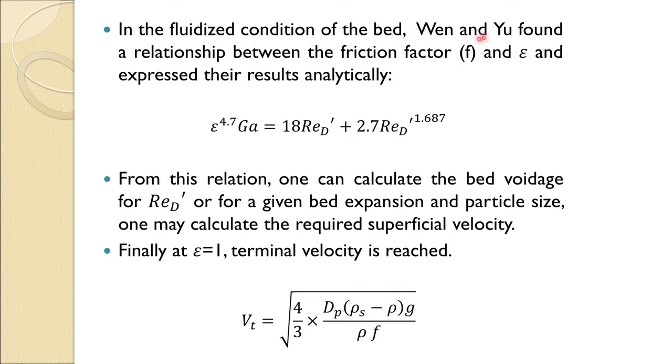So, in the fluidized condition of the bed, the same author also found that friction factor and void fraction can be expressed by this relation between the Reynolds number and Galileo number. From this you can even calculate the void fraction. So, from this relation one can calculate the bed voids for a particular Reynolds number, or for a given bed expansion and particle size when we calculate the required superficial velocity. And finally, when the void fraction is 1, the terminal velocity comes to this, or like the elutriation velocity you can say. That would be the relation for it.